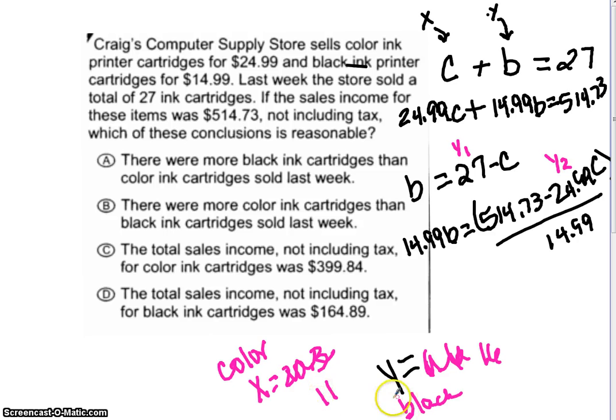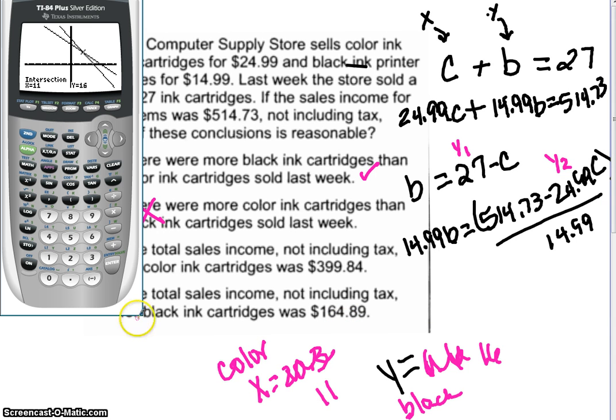So now we know our numbers. There were more black cartridges than color sold last week. Black was 16, color was 11, so yeah, that works. There were more color cartridges than black sold. Color was 11, black was 16. Nope, that does not work. The total sales, not including tax for color, was $3.99. Well, we had 11, so let's go to our home screen.